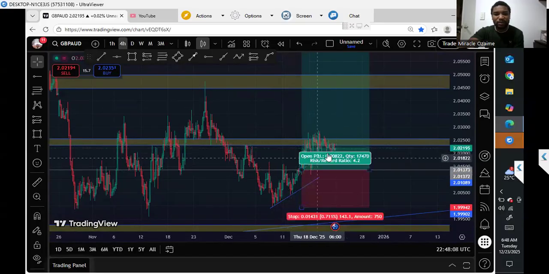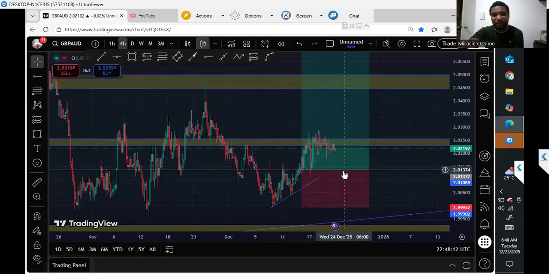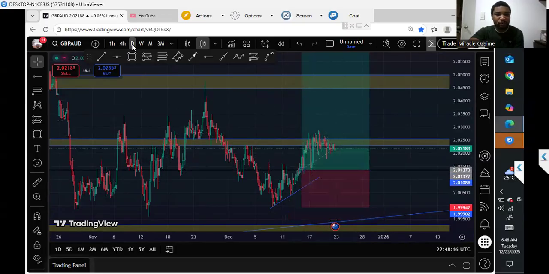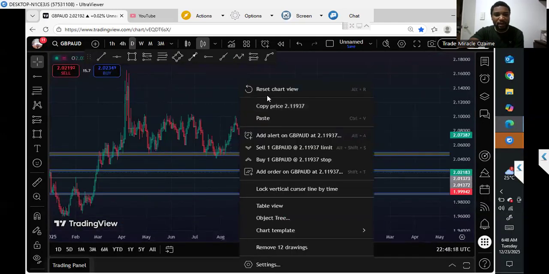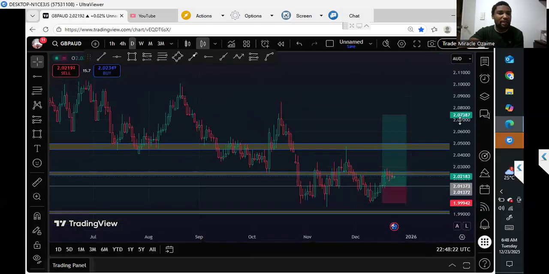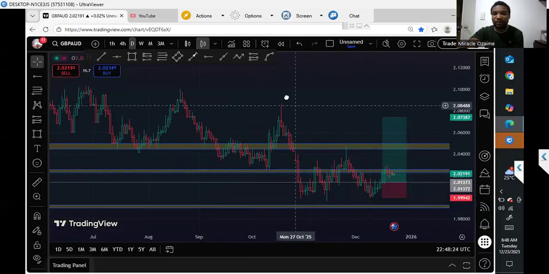Let's see what price is going to do around this region. But I'm waiting for a retest. If I could see a retest around this area, price tags me in, then continuation to the upside, then I will just leave my order like this. So this is what I'm looking at on GBP AUD as of the moment.